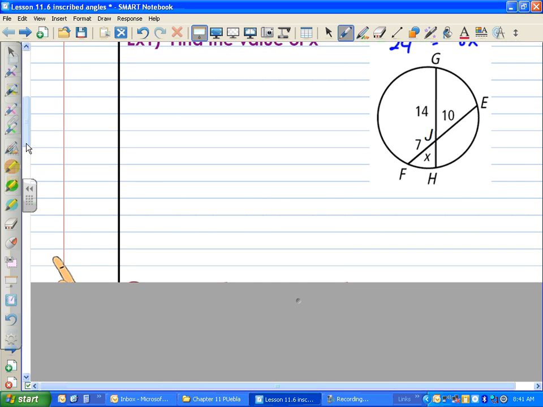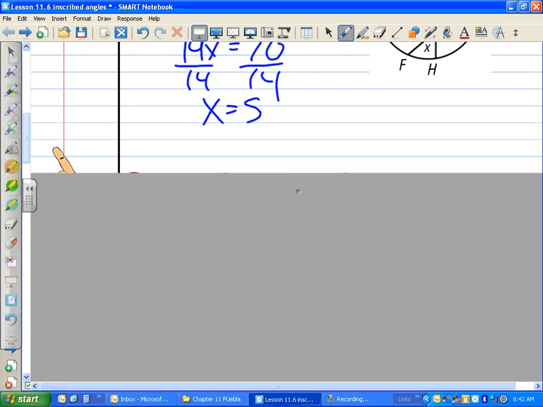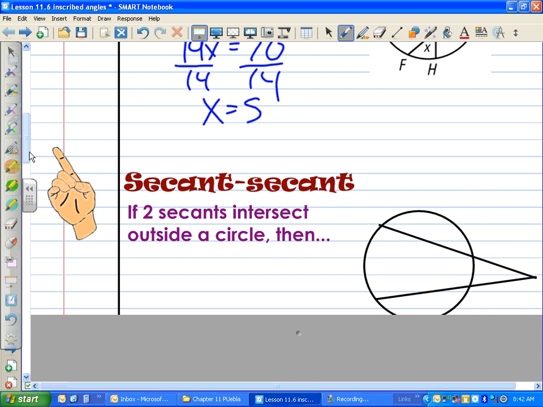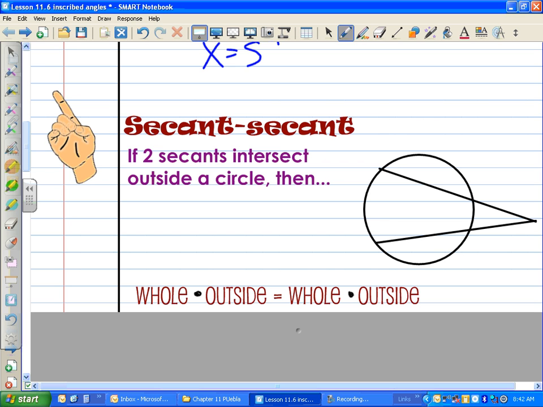Okay, I'm assuming we know how to fix this up. 14 times x equals 10 times 7. I heard 5, right? All right, great. 5. Okay, this is a secant. That's what I'm going to call it. This is a secant theorem.